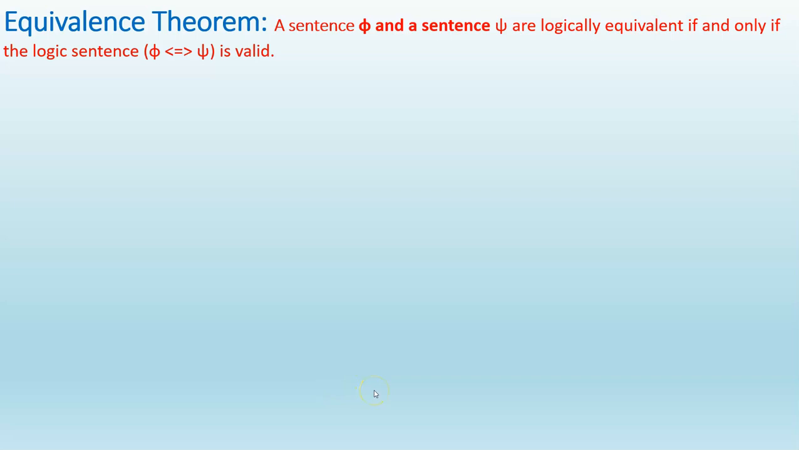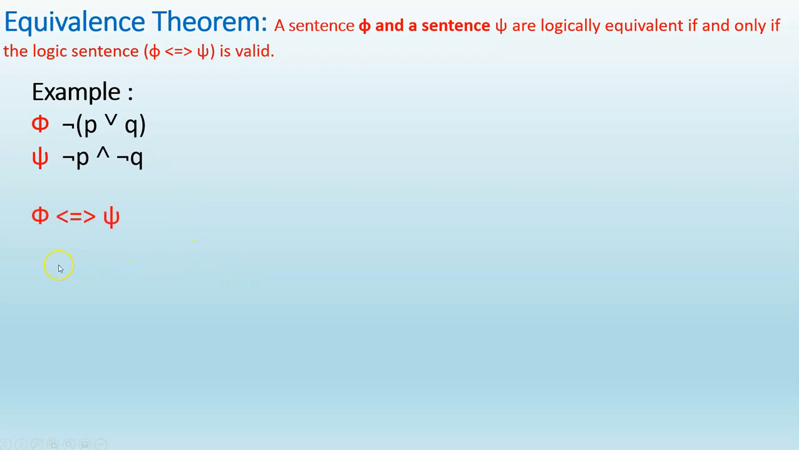So the equivalence theorem states this: a sentence phi and a sentence psi are logically equivalent if and only if the logic sentence phi biconditionally implies psi is valid. Okay, that's dense and difficult, so let's use an example to pick it apart. Let's define our two sentences, phi, which is the negation of the disjunction of P and Q, or not (P or Q), and psi, which is the conjunction of the two negations, or not P and not Q. All right, those are our two sentences.